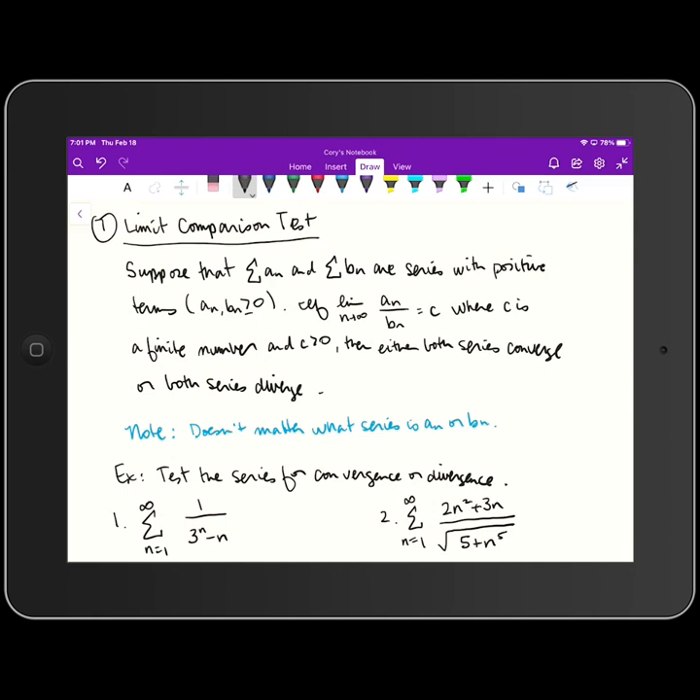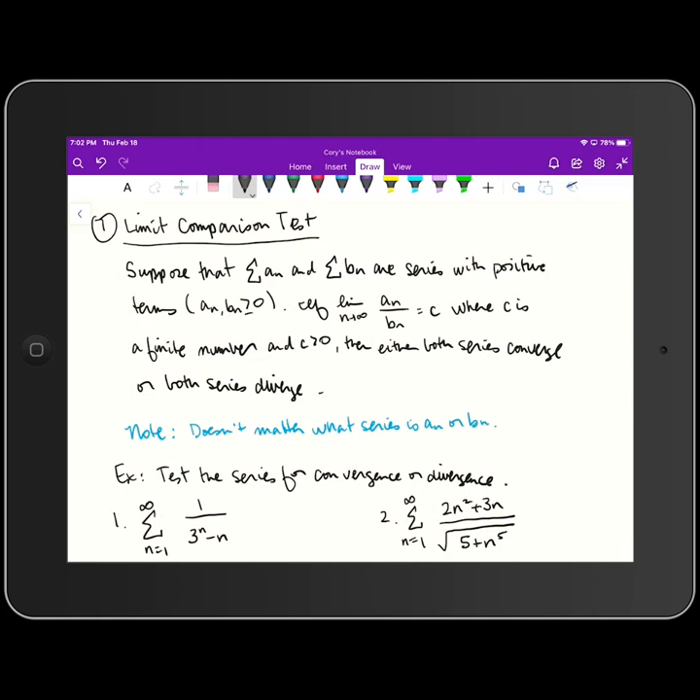lesson. Okay, so the limit comparison test says to suppose that the sum of a sub n and the sum of b sub n are series with positive terms, where a sub n and b sub n are both greater than or equal to 0. Okay, so what the limit comparison test states is that if the limit as n goes to infinity of a sub n divided by b sub n is equal to some number c, where c is a finite number and c is greater than 0, then either both series converge or both series diverge.